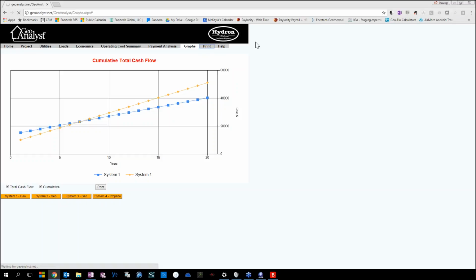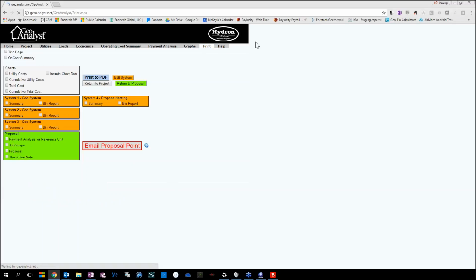So then we go on to print these reports. I've given you guys more information than your typical homeowner would really want to see. What I like to do for the homeowner is give them a title page and these summary pages.